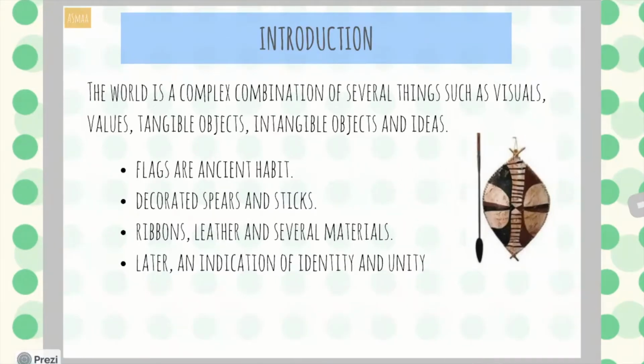The world is a complex combination of several things, such as visuals, values, tangible objects, intangible objects, and ideas. Today, in this presentation, we are going to clarify the connection between the visual world of flags and national identities.